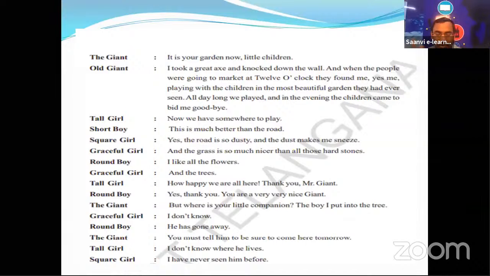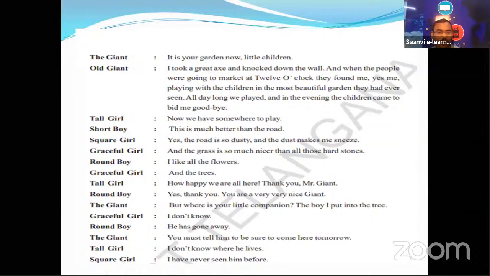You know that in the beginning, the giant was scary. The giant was very selfish. Now he has changed his character. He has started playing with the kids in his garden and he said that this is the most beautiful garden. The giant: But where is your little companion? Where is your little friend? The boy I put into the tree.